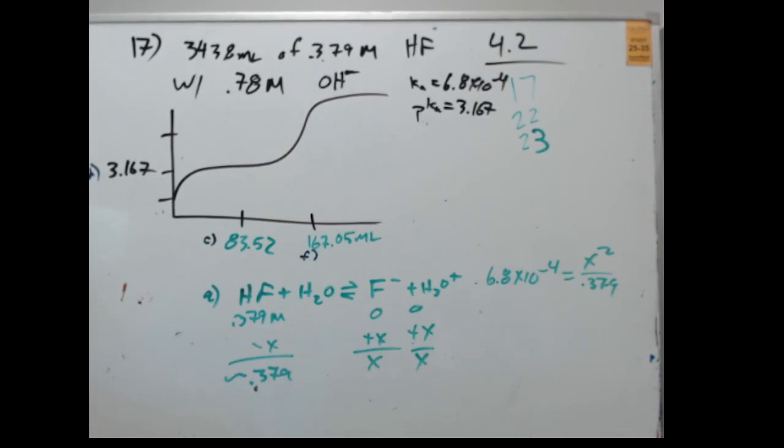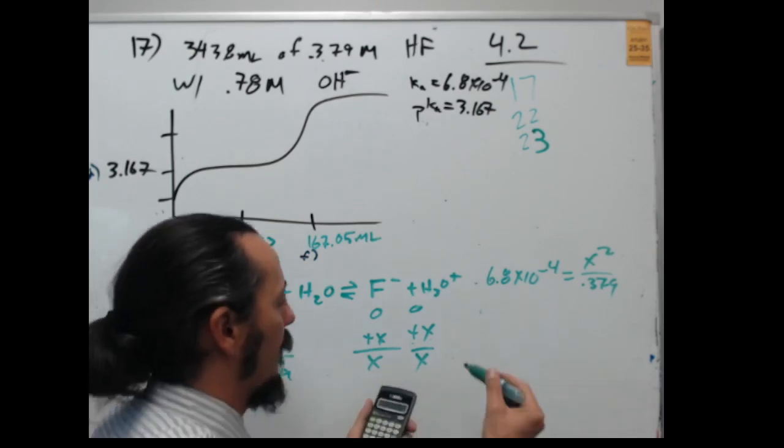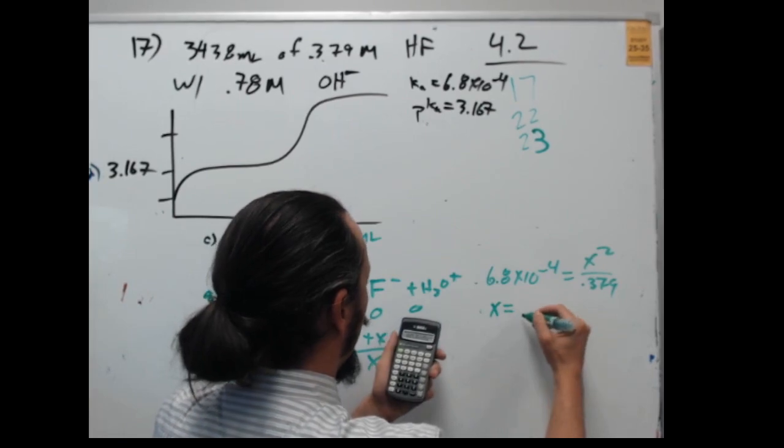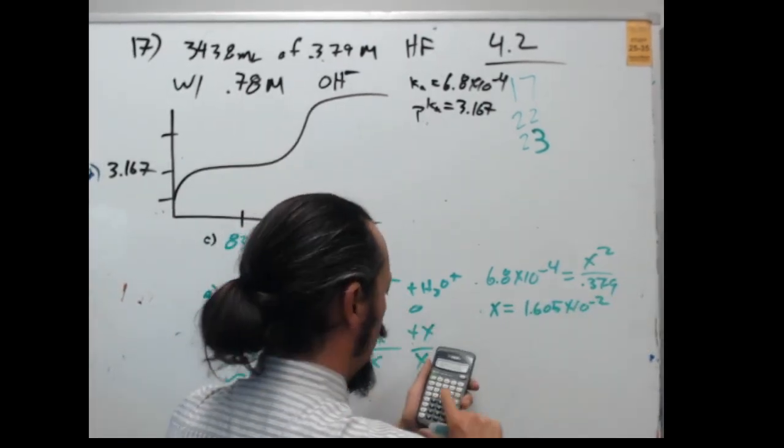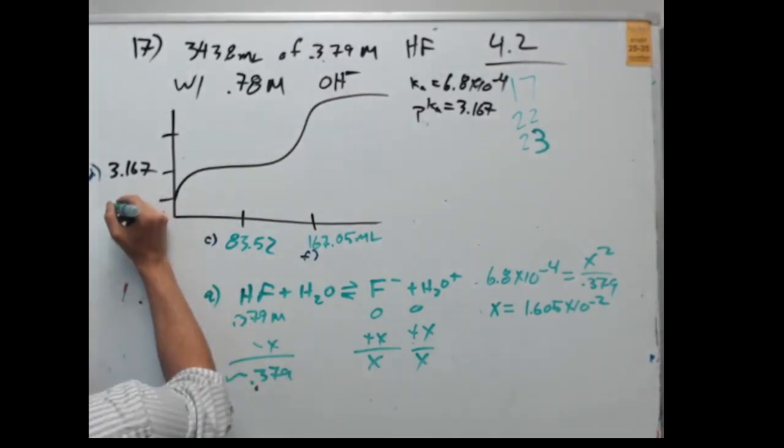And I can solve for x pretty easily: 6.8 times 10 to the minus 4 times 0.379, square root. X is equal to 1.605 times 10 to the minus 2. Take the negative log. I think you multiply it.